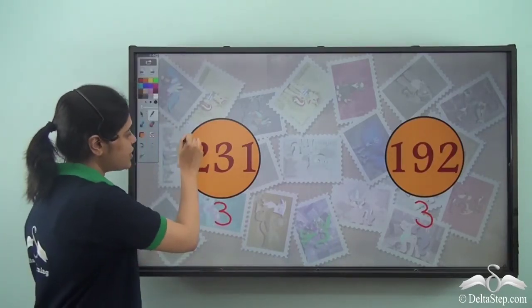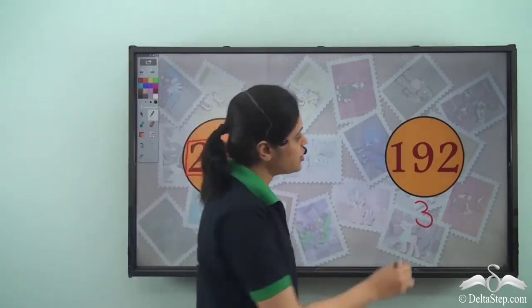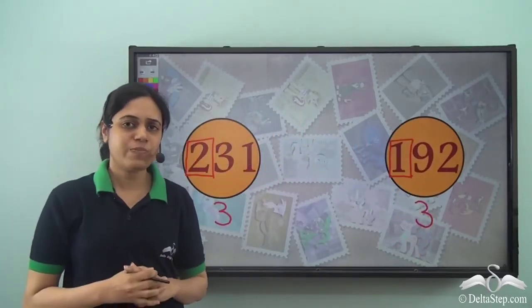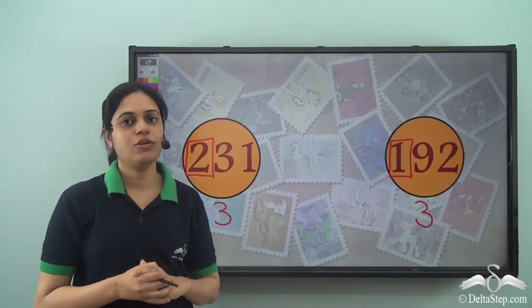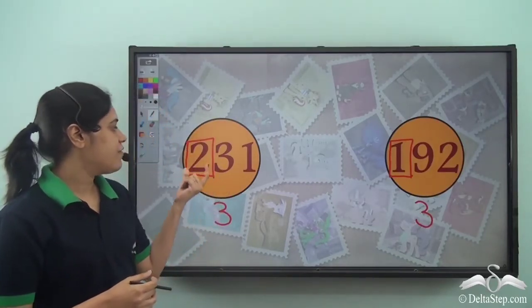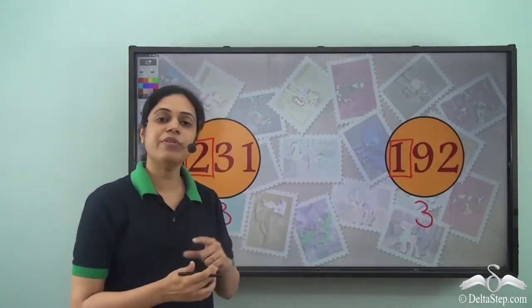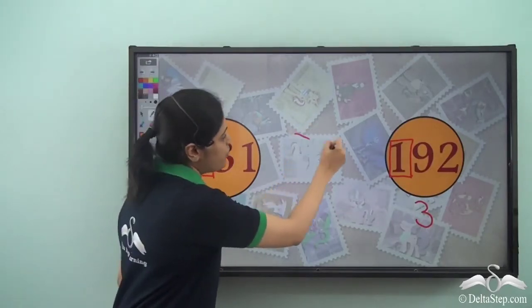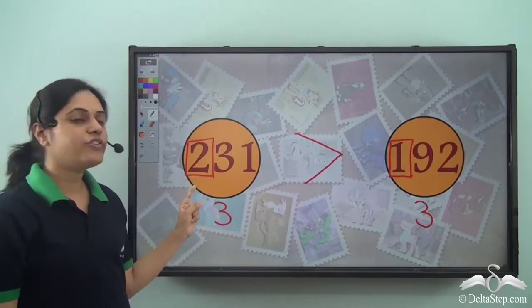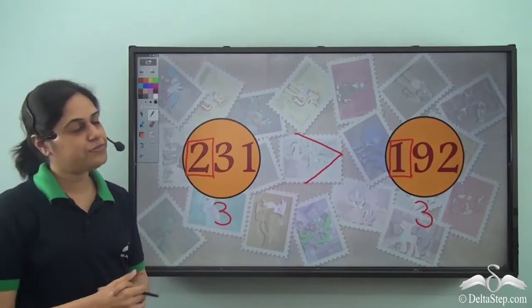So what is the first digit here? 2. And what is the first digit here? 1. Now which is bigger? 2 or 1? Obviously 2 is greater than 1. So the number which starts with 2 will be bigger than the number which starts with 1. So we put the greater than symbol. 231 is greater than 192.